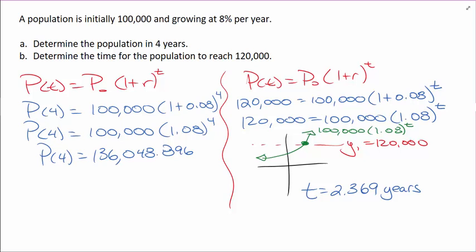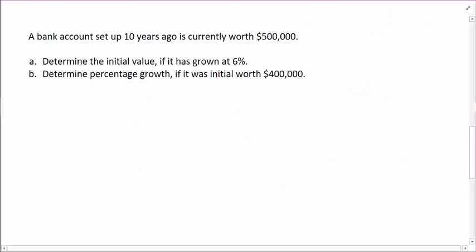In this equation, P of t equals P sub 0, 1 plus r to the t, there are 4 variables. Currently, we've solved for the population at a specific time. We've also solved for the time. Now we're going to solve for the initial population, and we're also going to solve for the rate. So we have 2 new questions here.